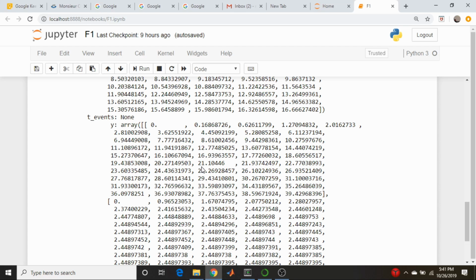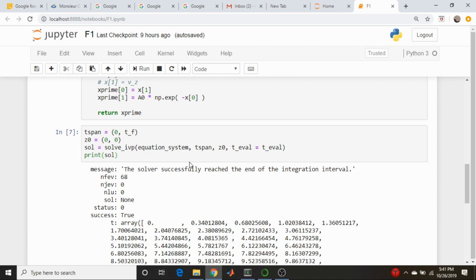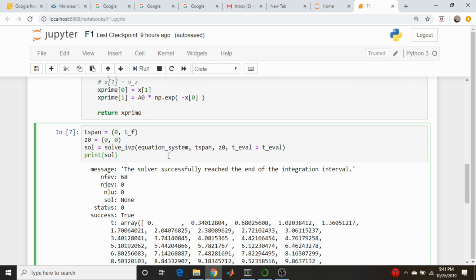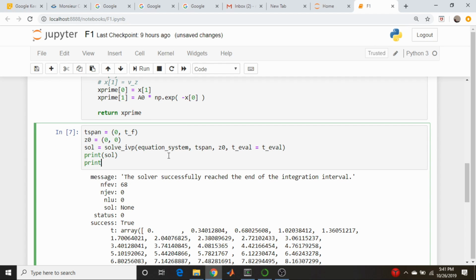is it 2 rows and a bunch of columns, or is it the other way around? I can never remember. So let's actually print out the shape here. So let's go here, print sol.y.shape.